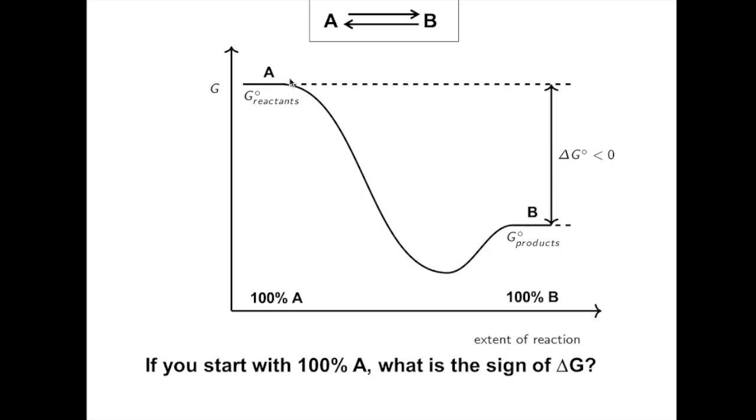Remember, as far as figuring out the sign of delta G for this reaction, you stand right here, you put your back to your starting materials, your face to the products, and you say, I'm on this point right here. Which way is the slope? Am I downhill or uphill?